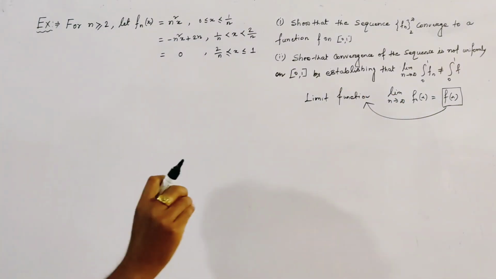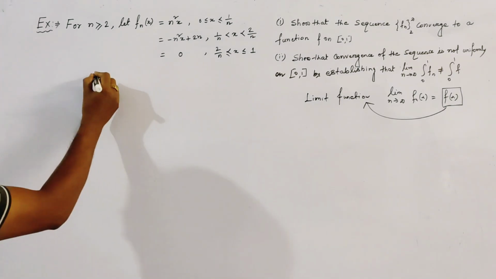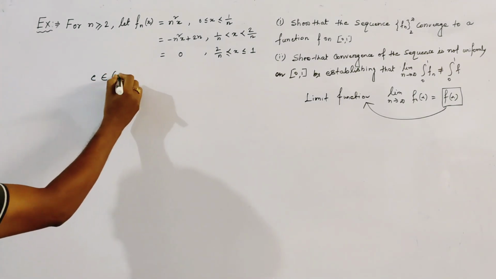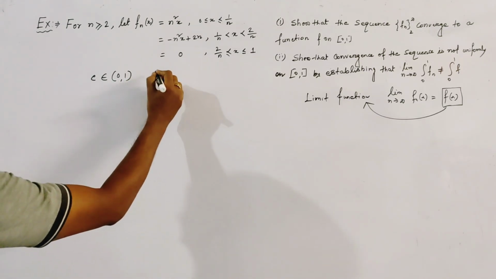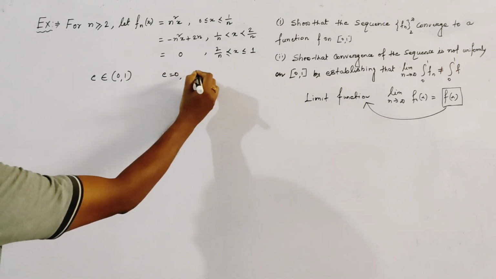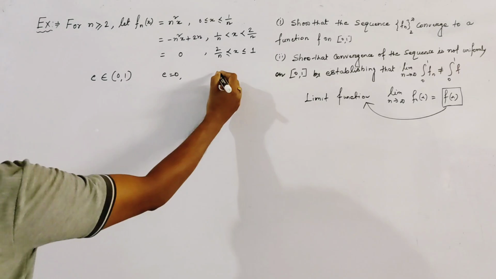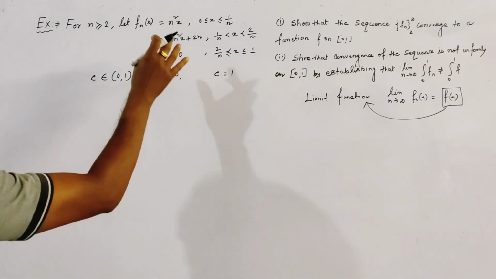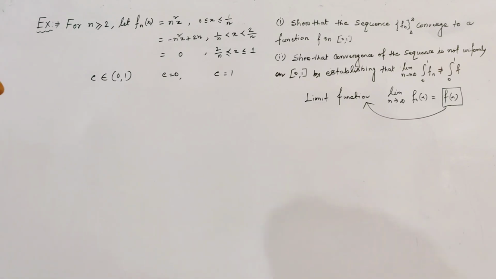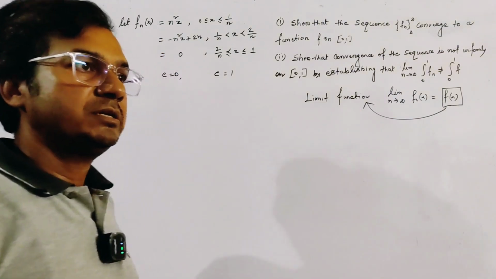Now to find the limit function, we take any c belonging to the open interval (0, 1). In another case we take c equal to 0, and in the third case we take c equal to 1. In three different cases we have to find the limit of the sequence of functions.